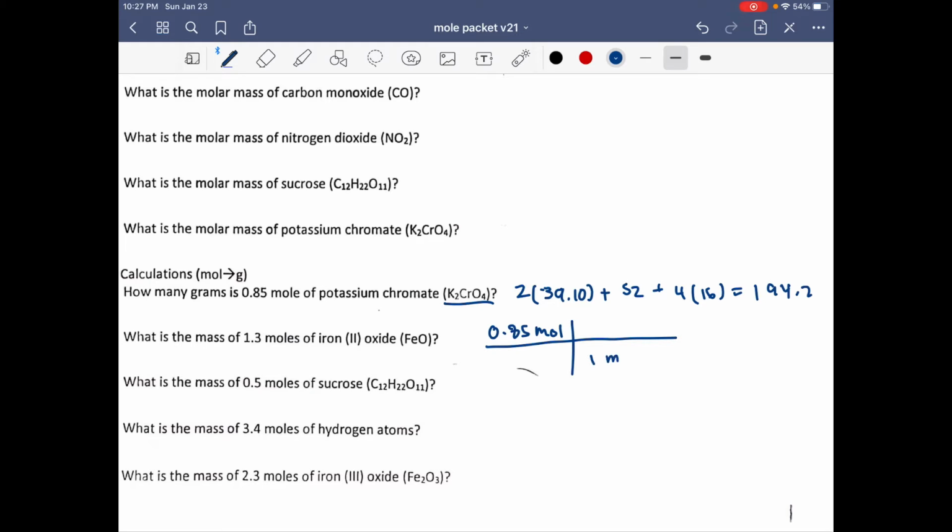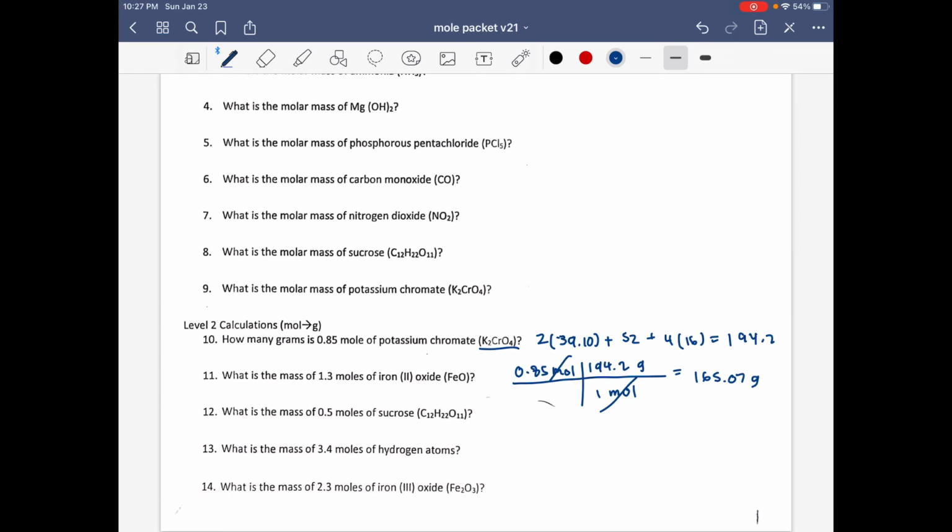So we need to put moles somewhere where it will cancel out. It cancels across, so I'm going to put moles on the bottom so it can cancel out. What I don't want to cancel out is what I'm trying to find, which is grams. So this is how much is in 1 mole of this. When we do that, moles cancel out and we get 165.07 grams. So 165.07 grams is 0.85 moles of potassium chromate.